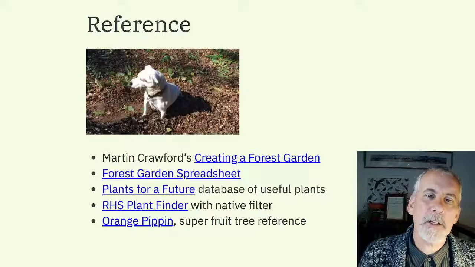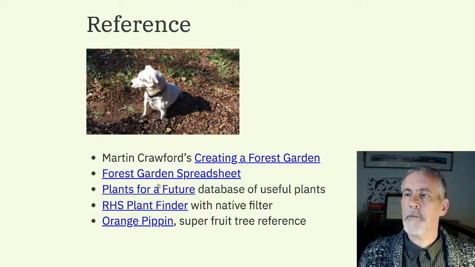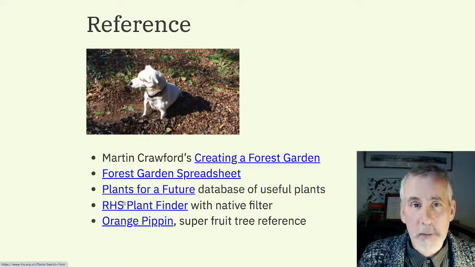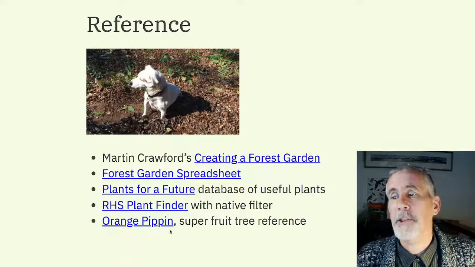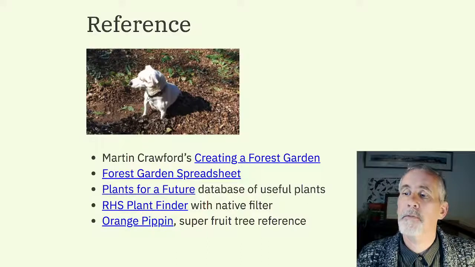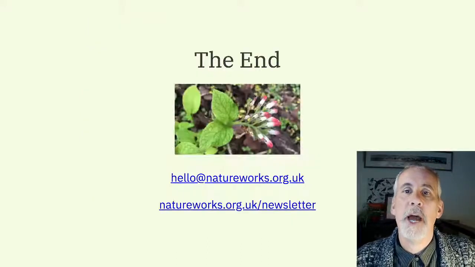And here are some very useful reference points. Mycroft's Great Forest Garden Spreadsheet, Plants for a Future. RHS Plant Finder is very good. It also has a native filter. And Orange Pippin is a brilliant resource for finding out different fruiting varieties. There we go, the end.